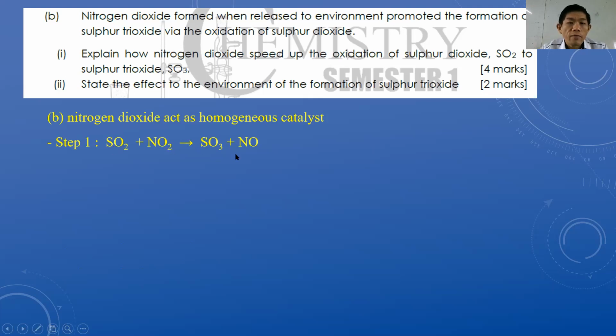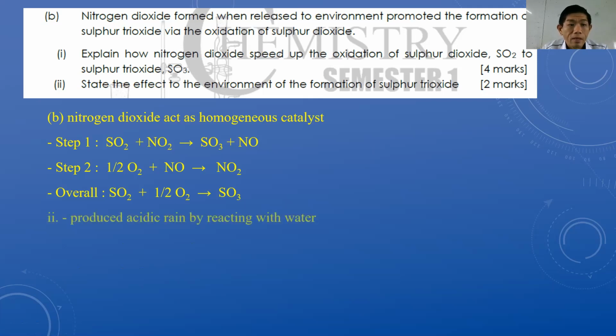SO2 plus NO2 gives SO3 plus NO, and then the NO is oxidized by the oxygen in air, so you form back the NO2. So eventually you cancel NO2 with NO2, NO with NO, and you get the overall equation of SO2 plus half O2 gives SO3. So this is how the sulfur dioxide is oxidized to become sulfur trioxide with the assistance of the nitrogen dioxide. Okay, so what are the effects towards the environment?